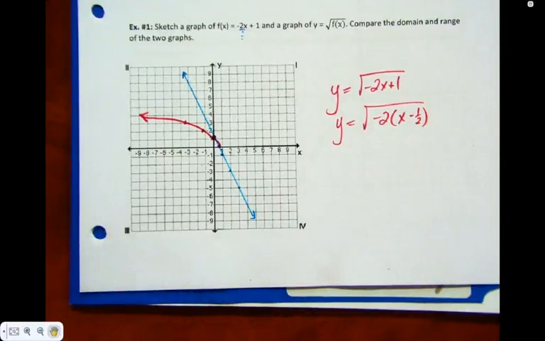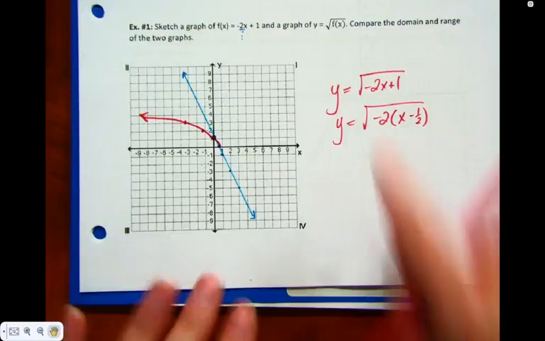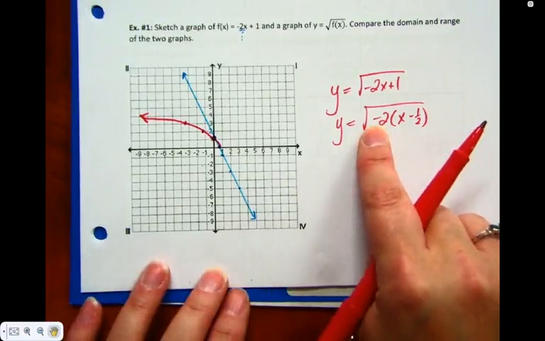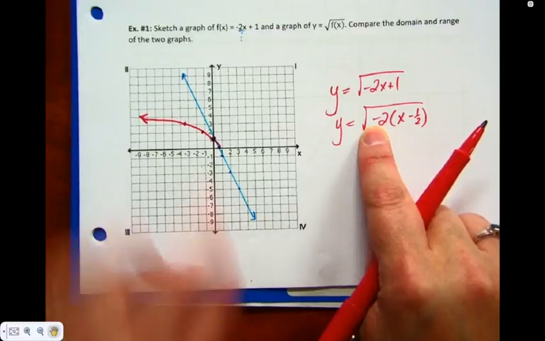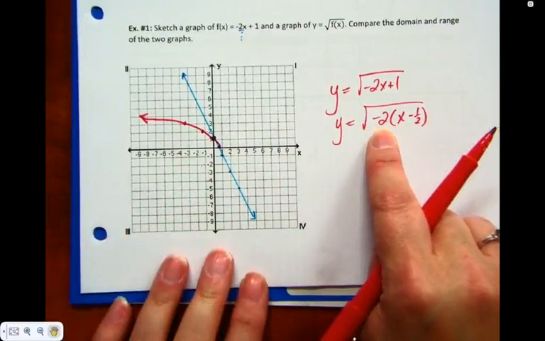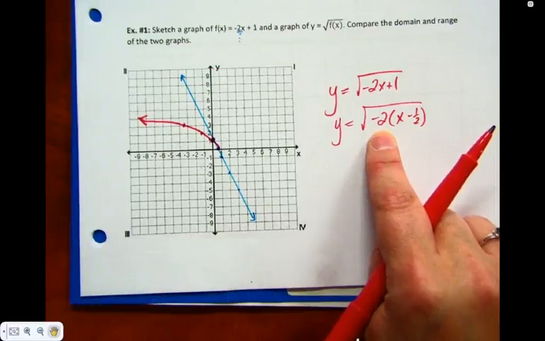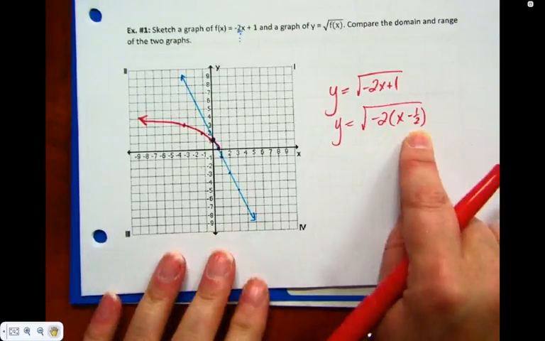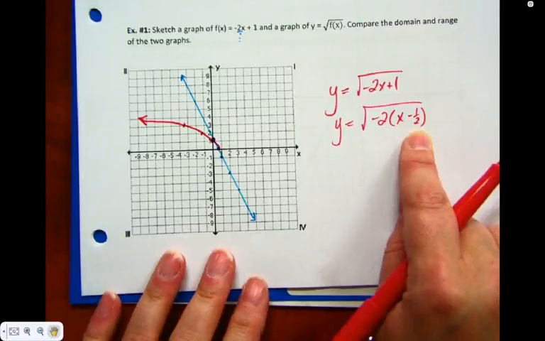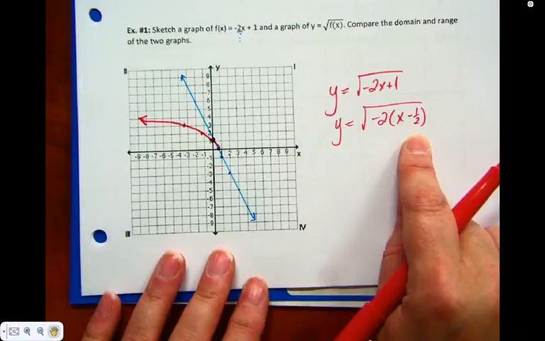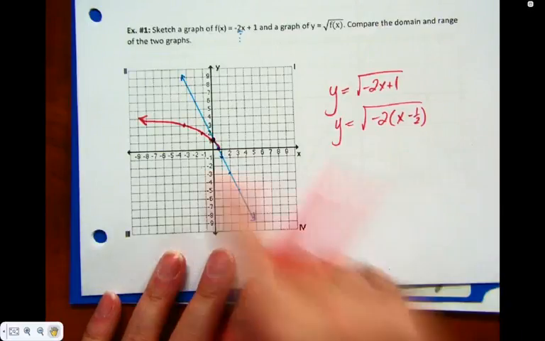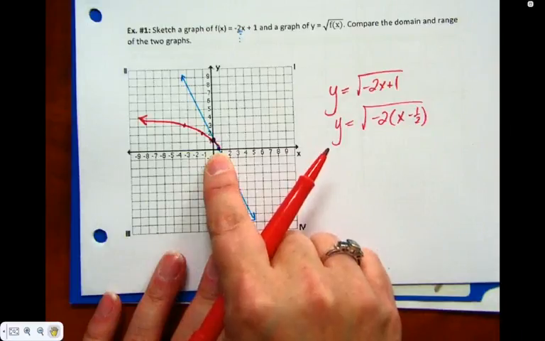Then we would have had to do the base graph and identify the transformations. What would this negative have been? Horizontal reflection. The swoop would have gone towards the left. What would this 2 have been? Horizontal stretch. We would have grabbed it and yanked it out. What would this -1/2 have been? Horizontal translation, 1/2 unit to the right, and that's why this starts 1/2 unit to the right.